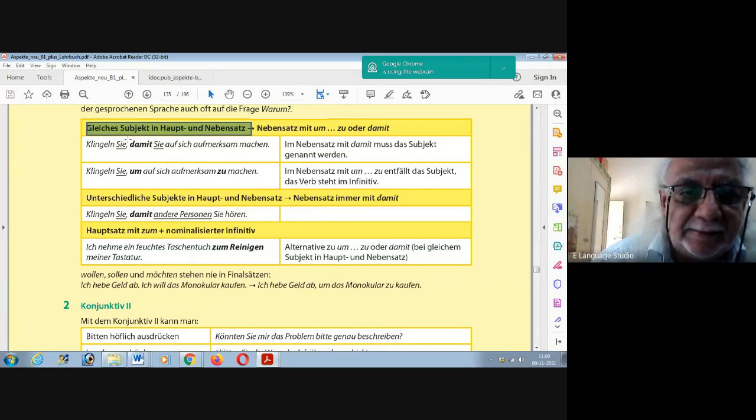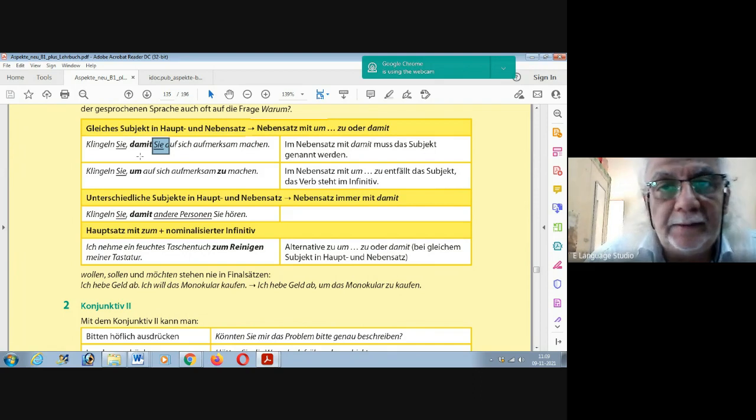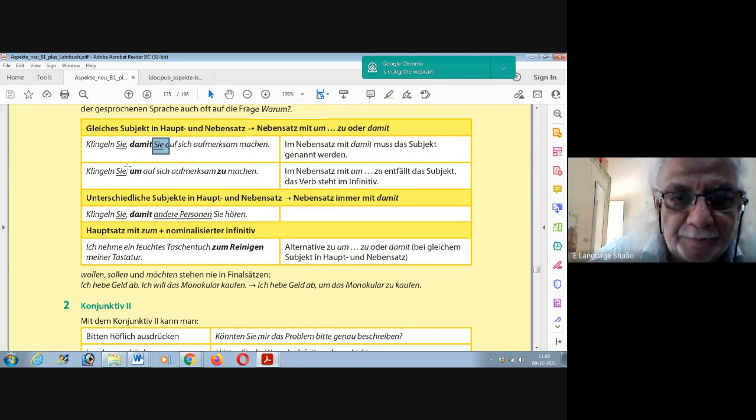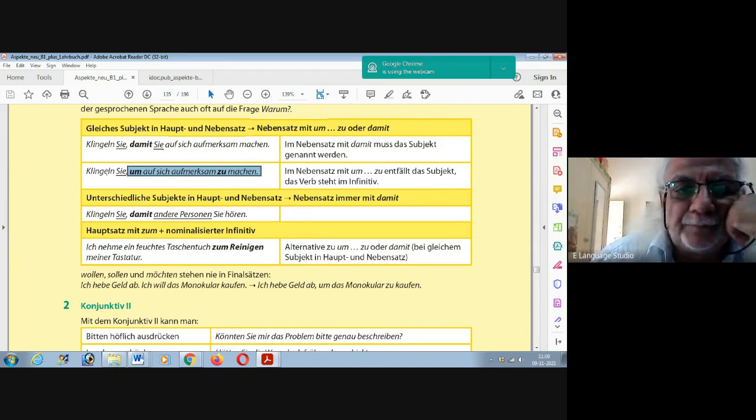Also klingeln Sie, damit Sie. Also das Subjekt muss wiederholt werden oder vielleicht kommt hier ein anderes Subjekt. Aber mit um zu, don't use any subject at all because it is a continuation of this subject. Klingeln Sie, um auf sich aufmerksam zu machen.